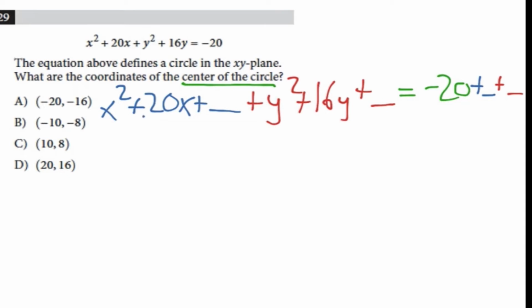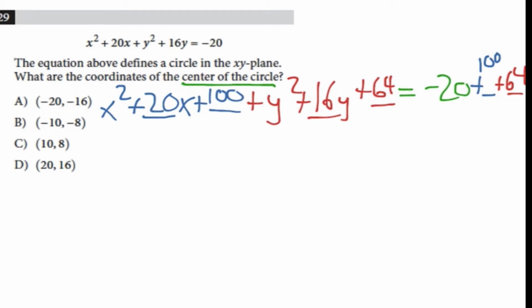Half of the coefficient, right? Half of 20 squared. Half of 20 is 10. 10 squared is 100. We put 100 right here. 16. Half of 16 is 8. 8 squared is 64. We put 64 right here. And if we put in 100 in blue on the left side, we've got to put, I'm going to put it just above the blank there, 100 in blue on the right side, I'm sorry, and 64 in red on the right side.